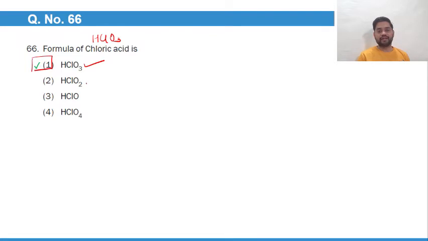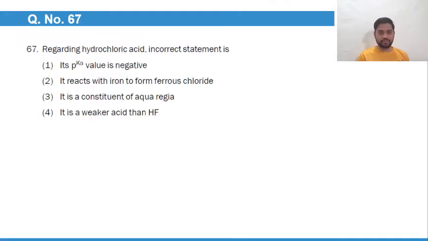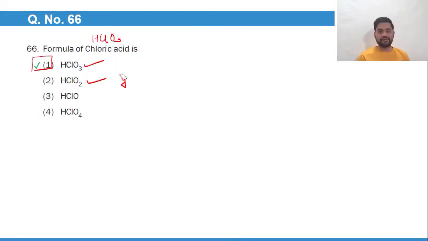Apart from that, this is chlorous acid. Sorry, not hypochlorous, this is chlorous acid. And this is hypochlorous acid. And this is chloric acid. Clear? So again, chloric acid, perchloric acid, hypochlorous acid, and chlorous acid. So let us write the names: chlorous, hypochlorous, and perchloric. And this is chloric acid. So option number 1. Please try to remember these names. Very important.